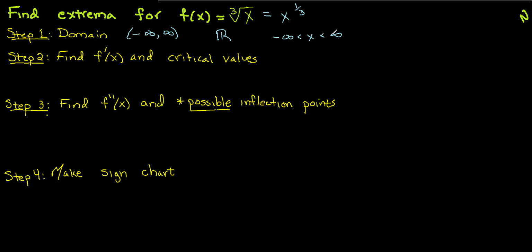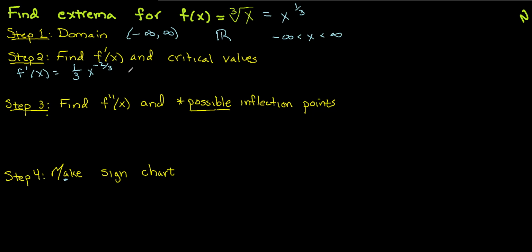Okay, for the first derivative and the critical values, we're going to apply the power rule. The first derivative here would be 1/3 x to the -2/3 power. And I need to set that equal to 0 and undefined. Now again, that exponent there is a little bit hard to work with. It's a little bit hard to see when this is going to be equal to 0 and so forth.